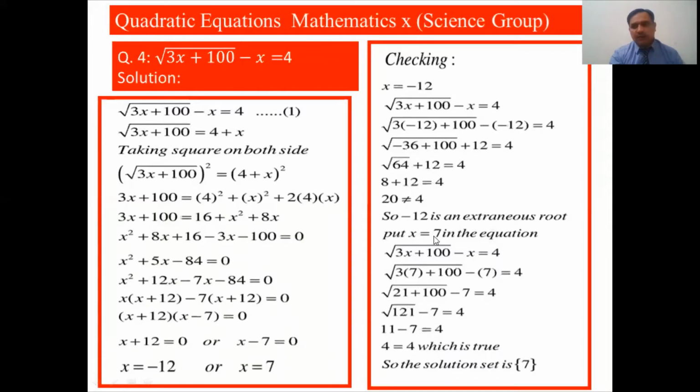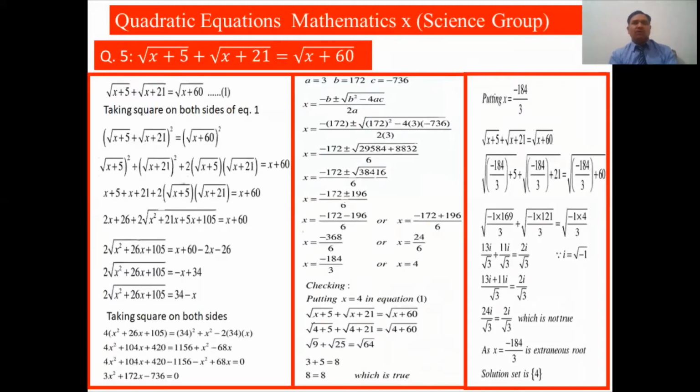Now we put x is equal to 7 in the given equation. So when we put this solution in this radical equation, we have this type of expression, and 7 3s are 21, this is 100, this is minus 7 is equal to 4. We have 121, and the square root of 121 is 11, minus 7 is equal to 4. So 4 is equal to 4, which is true. So the solution set is 7.